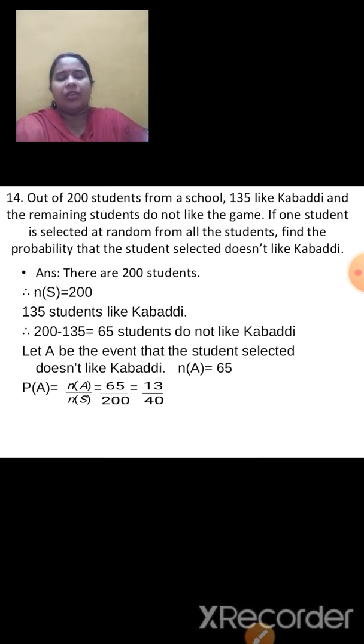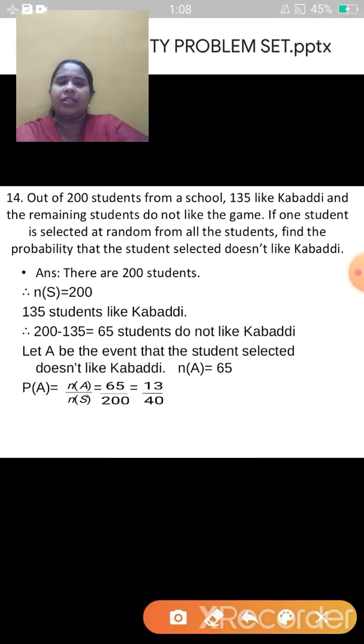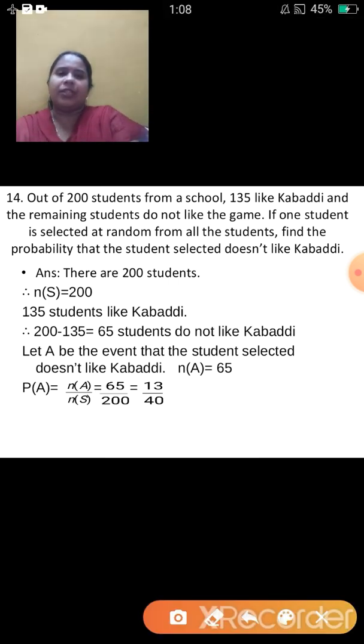Now let's see how to start. We need the sample space first. And what about the first statement? Out of 200 students from a school. Sample space means collecting all the possibilities together. Yes, so our sample space will have all these 200 students. So n of S will be nothing but 200. That is the first step to understand.